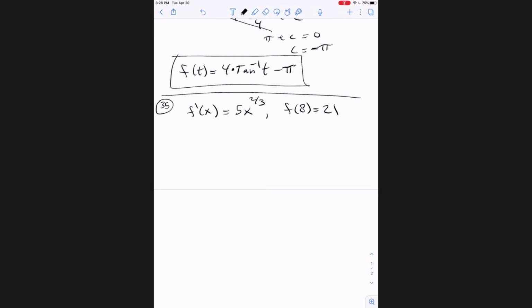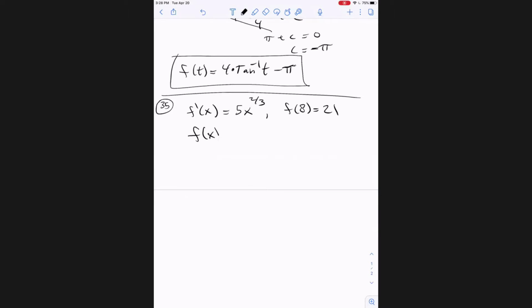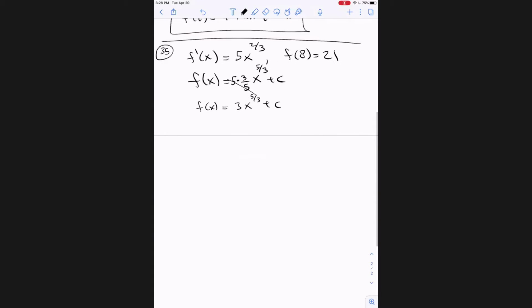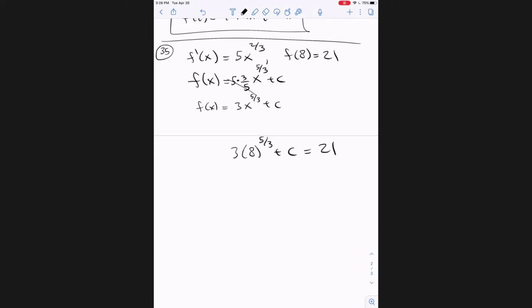So let's see here. If I take the antiderivative, add 1 to the exponent: 2/3 plus 1 is 5/3. Dividing by 5/3 is the same as multiplying by 3/5, plus c. So the 5s cancel out, and f of x equals 3x to the 5/3 plus c. If I plug in 8, I should get an output of 21. Now 8 to the 5/3 is actually not bad.